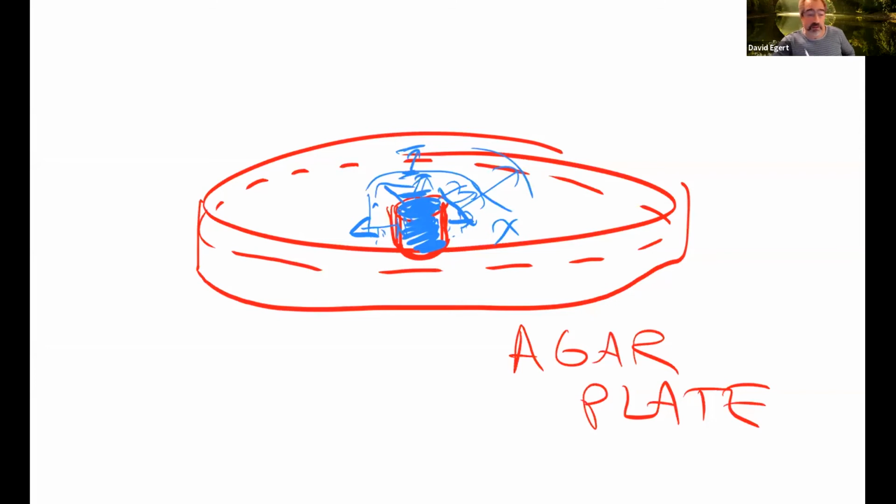Why am I doing it in agar? Why don't I just put it in some water and measure the diffusion? It would mix together if it was in water.